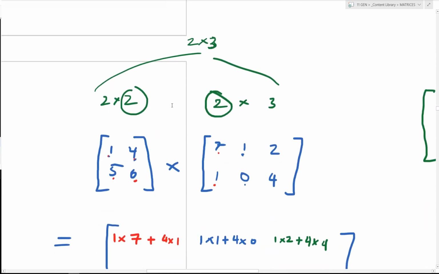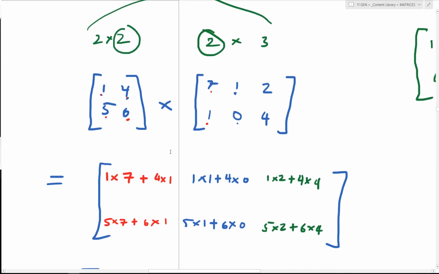I'll recap that again. When you multiply two matrices together and you lay out the order like this, the middle numbers must be the same. What I'm saying is the number of columns in the first matrix must equal the number of rows in the second matrix.